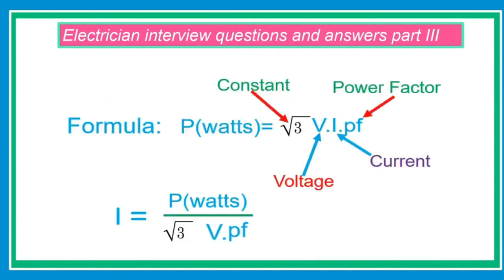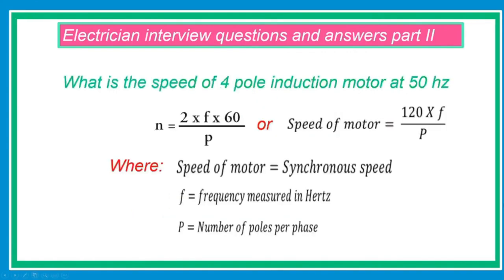For our 3-phase formula, P equals square root of 3 times voltage times current times power factor. And the square root of 3 is a constant. If we are going to get the current of a 3-phase motor, it's the same procedure as single phase, except that we're just going to add the square root of 3 because it is 120 degrees apart.